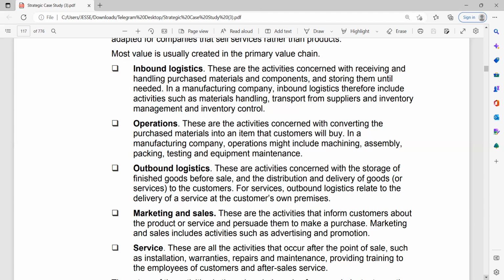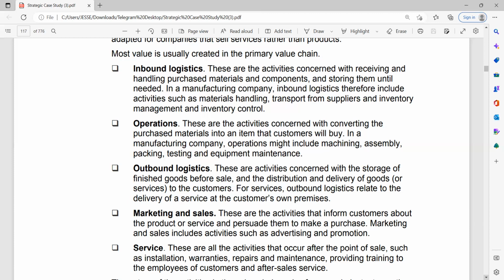In a manufacturing company, inbound logistics therefore include activities such as materials handling, getting the materials from suppliers, inventory management, inventory control. To make your product, you have to get it from a supplier. It has to come into the organization as an input from the supplier, right? So that's inbound. Then you have operations.